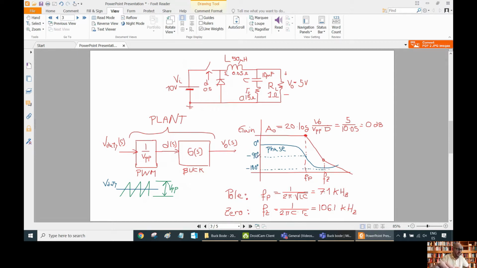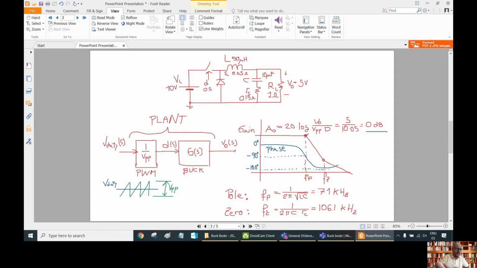So we know that the response of the buck converter in continuous conduction mode is like this. The gain is equal to VO divided by D and divided also by VPP in this case. So in our converter, this is going to be something like 0 dBs: 5 over 10 divided by also 0.5. VPP is going to be 10, and the duty cycle in order to obtain 5 volts is going to be around 0.5. So this gives us 0 dBs.